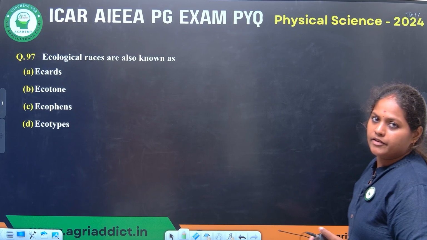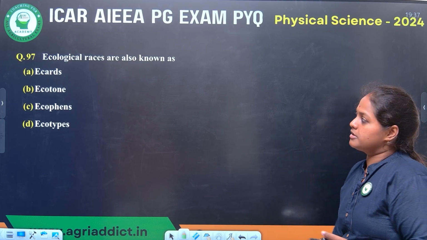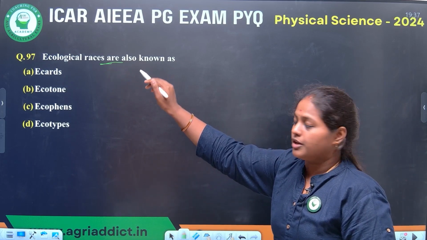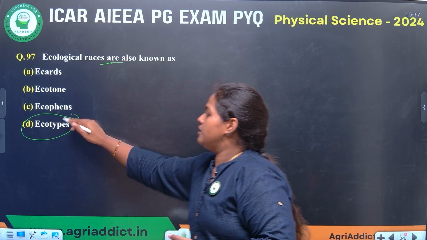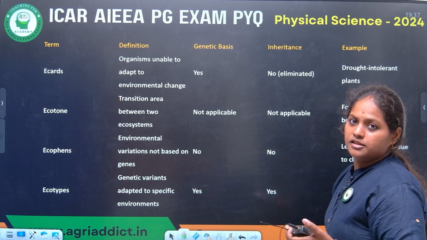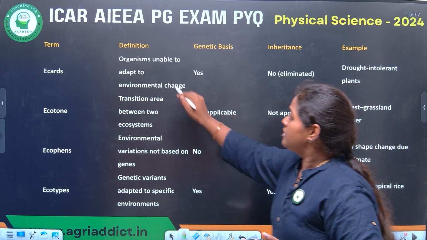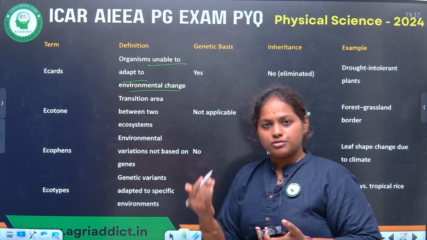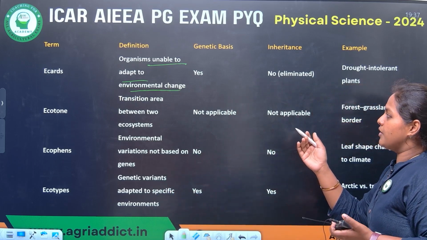Question number 97. Question from environment science. Ecological races are also known as ecotypes, option D. What are the other terms? Let us see. Ecads are organisms that are unable to adapt to environmental change. When they are introduced to a new environment, they are not able to adapt to the environmental change.